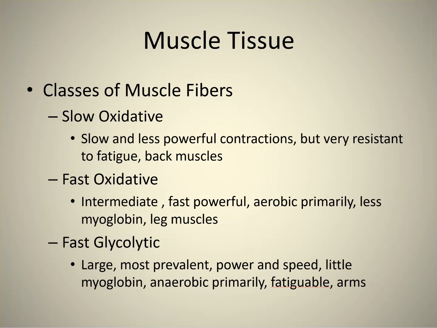And fast glycolytic is anaerobic fibers, large, most prevalent in your body, and they cause a lot of power. They do so very rapidly. There's little myoglobin. They usually primarily use anaerobic metabolism, and they're quite fatigable. So in your arms are lots of fast glycolytic fibers.